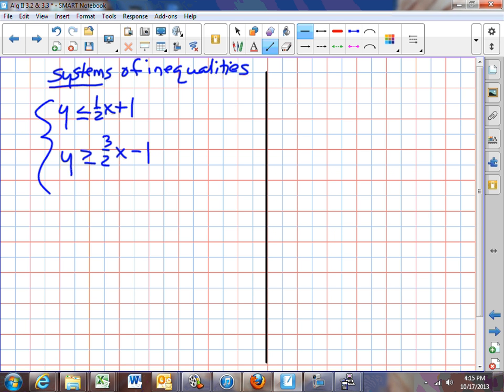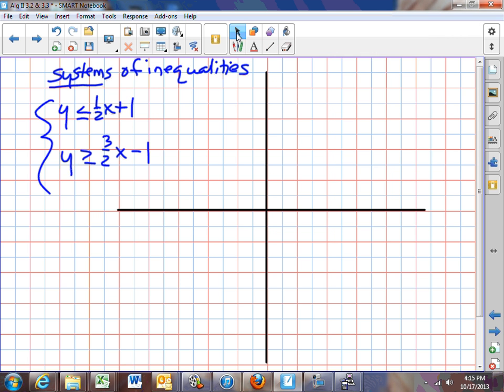Now, we don't have to have just two. Sometimes there are 3 or 4 or 5 or even more inequalities that we graph on the same axis. We'll take care of that in just a minute. Okay, so first of all, let's just take a look at what this looks like.